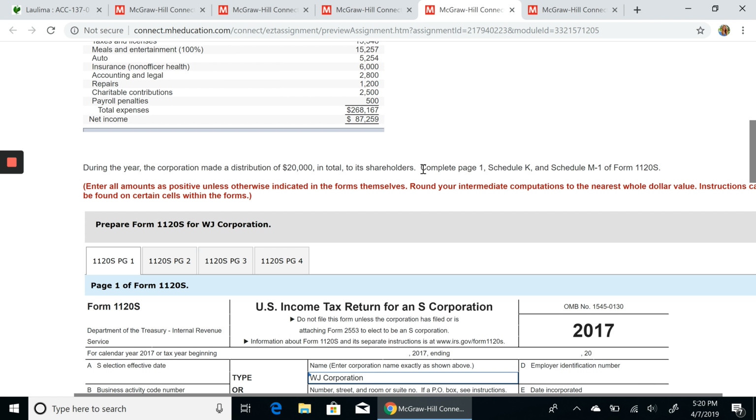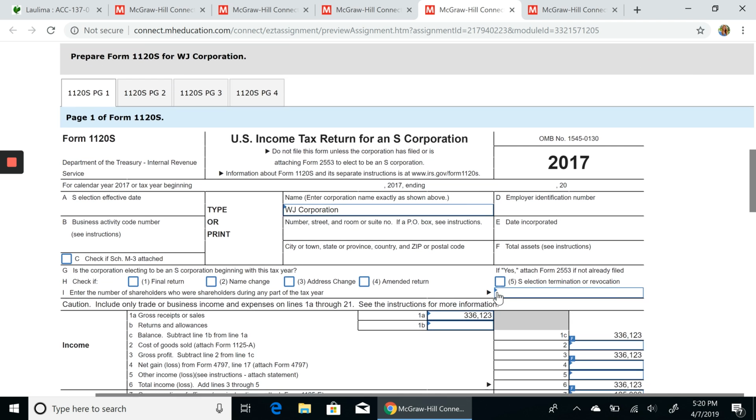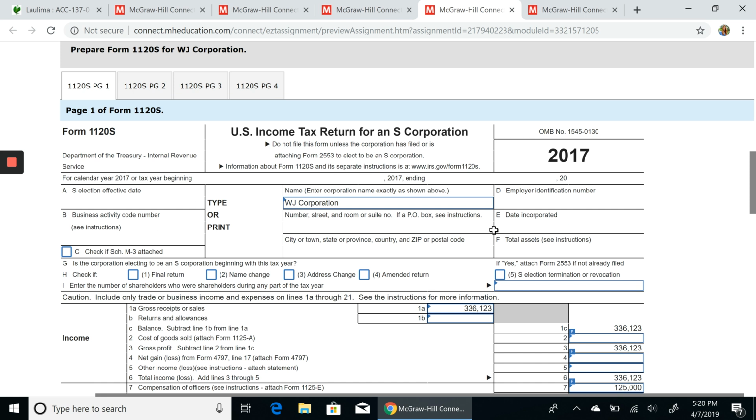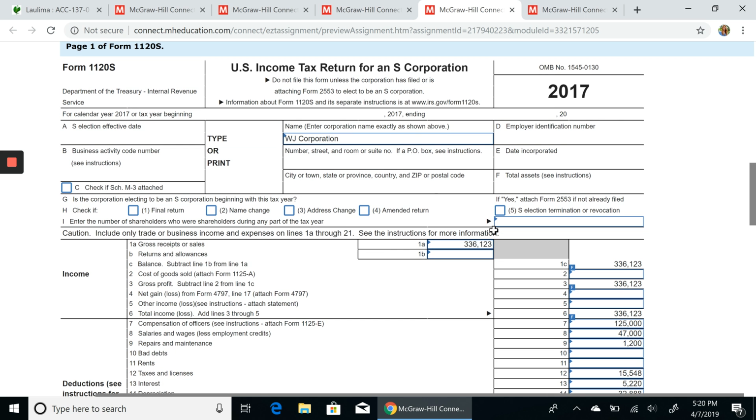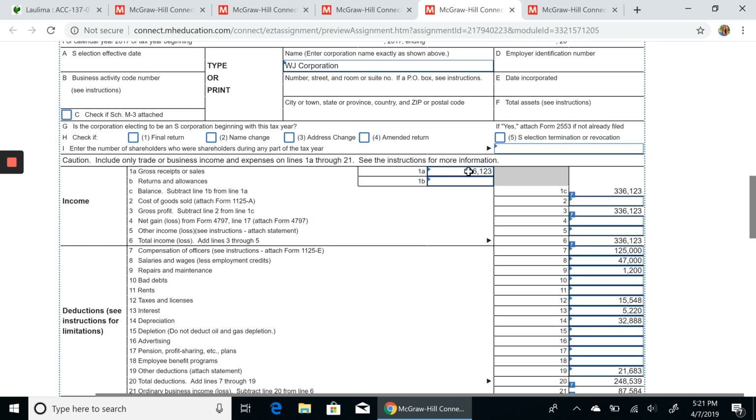So we're going to complete page 1, which is exactly like the 1120 form that you'll do in the next assignment. And then we'll see Schedule K, which is very similar to the partnership, and Schedule M1, which also was similar to the partnership form. So we weren't given a lot of information. You just are using the information you were given. Enter the name. Get started with our gross receipts. That's straightforward.